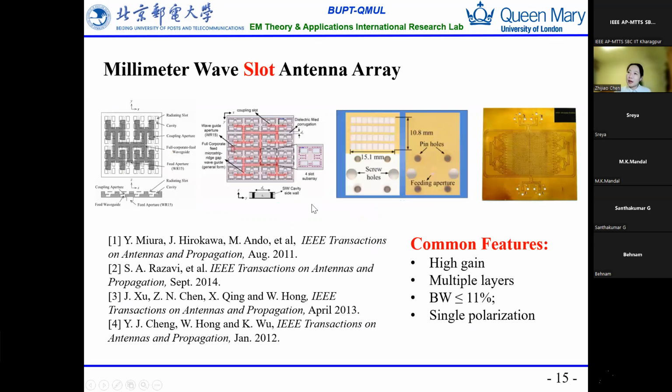Actually, at that time, several millimeter wave slot antennas had already been proposed. For example, these designs achieve arrays in a very compact size. However, they suffer from narrow bandwidth. Overall, their bandwidth is smaller than 11%, and all of them operate in single polarization.